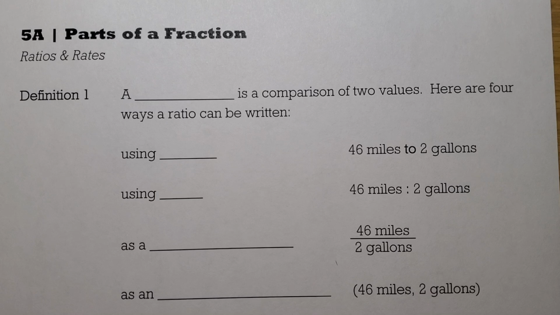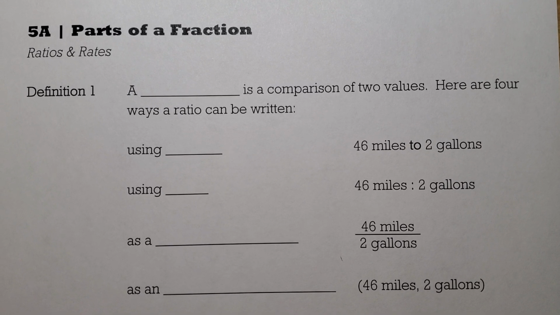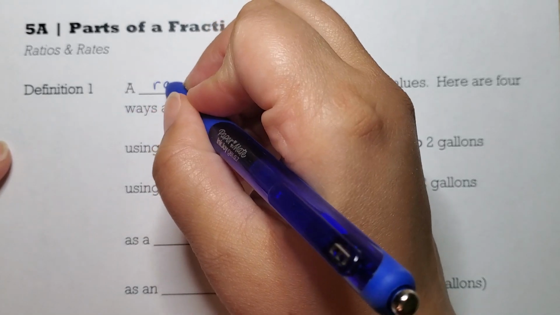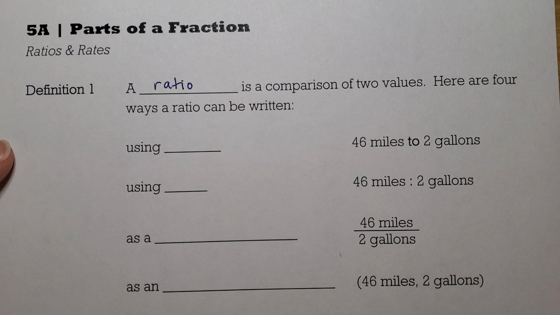In the previous video, we introduced fractions as a way of bundling an amount and a size together. So today we're going to formalize those definitions and talk about ways that we can express it. So let's begin with our first definition. A ratio is a comparison of two values.